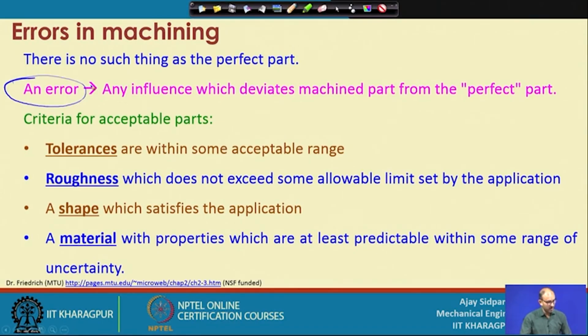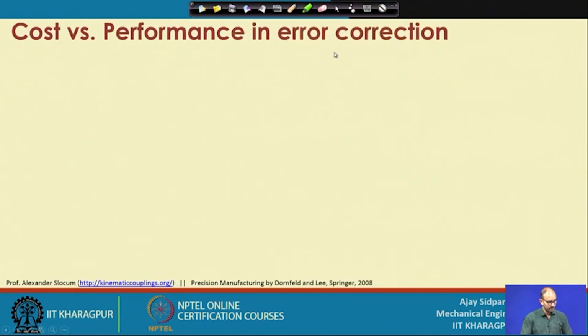Then if you cannot avoid the error, what we have to do is put in one particular range. If your component is falling within that particular range, then you accept that component. If it is not falling in this particular range or selection criteria, then you have to reject the component, right.